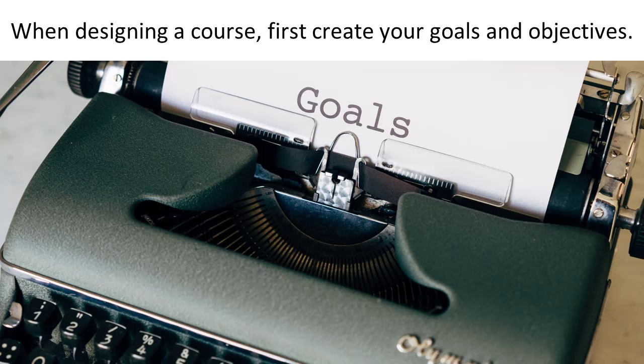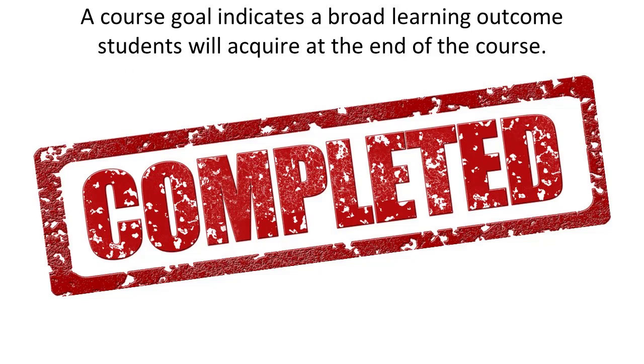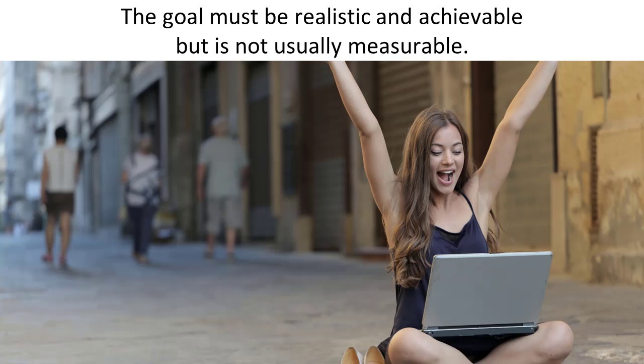So to do that, you're creating goals and objectives. There's a difference between goals and objectives. Sometimes they seem like they're really similar, but they're actually different. A goal is a broad learning outcome that they will acquire at the end of the course, right? Very broad. It's not usually measurable, but it still has to be achievable. It has to be realistic and achievable, but not necessarily measurable.